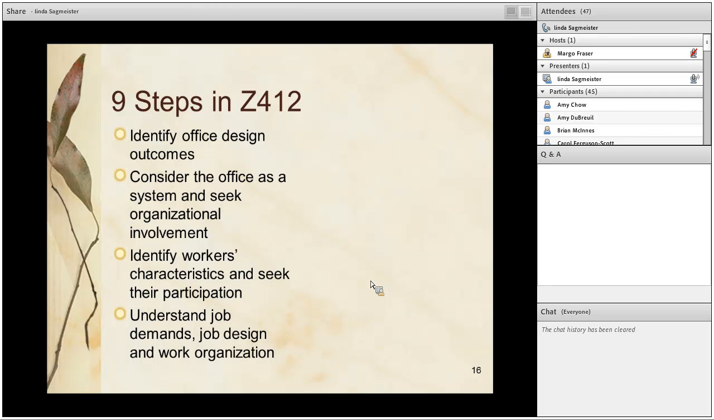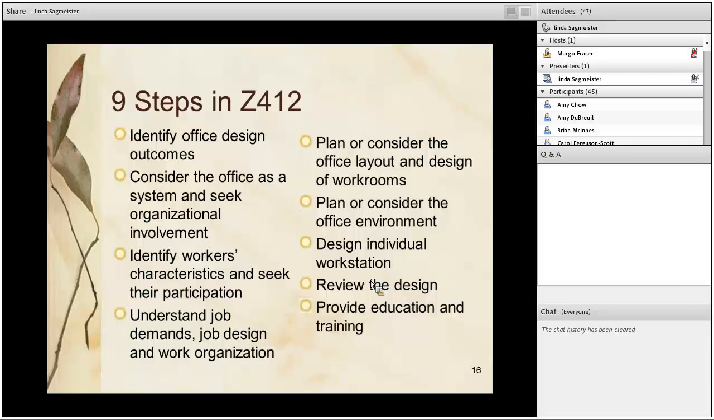The office design outcomes are essentially not the hazards, but the outcomes of having poor ergonomics in a workstation or in an office environment. You can have all kinds of things like poor productivity and so on. I'm going to quickly let you read these, the 9 steps, and then I'll go through the 9 steps with you just to summarize them.